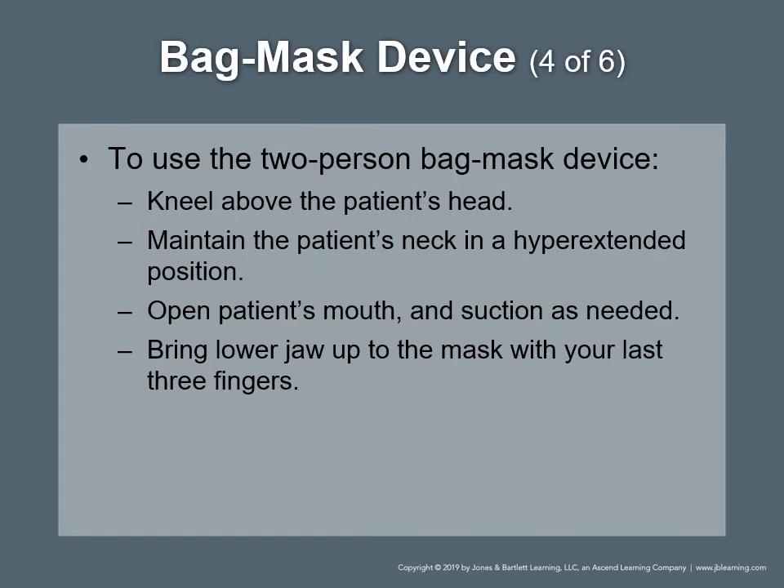Follow these steps to use the 2-person bag mask device technique. Kneel above the patient's head. Maintain the patient's neck in a hyperextended position unless you suspect a cervical spine injury. Connect the bag mask device to supplemental oxygen. Open the patient's mouth and suction as needed. Insert an oral or nasal airway.